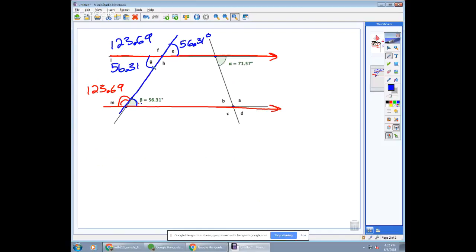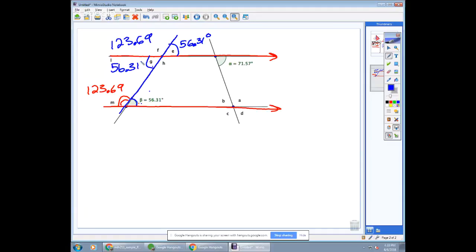Are they inside or outside of the parallel lines? They are inside the parallel lines. Are they on the same side or a different side of that transversal line? They're opposite, yeah. So they're alternate interior angles is what we call them. And alternate interior angles are congruent.